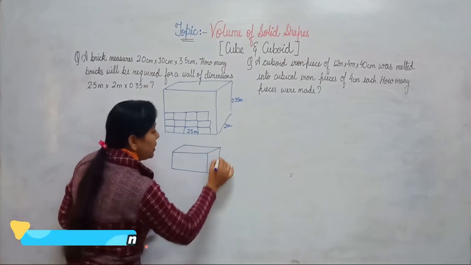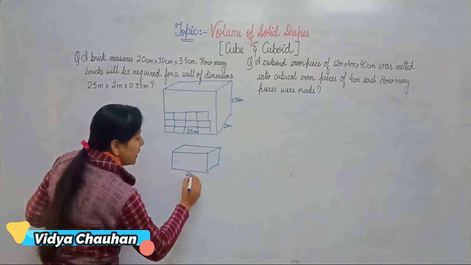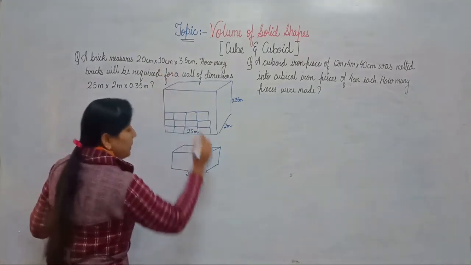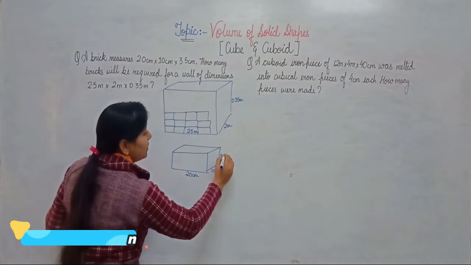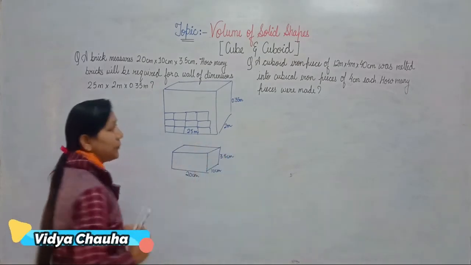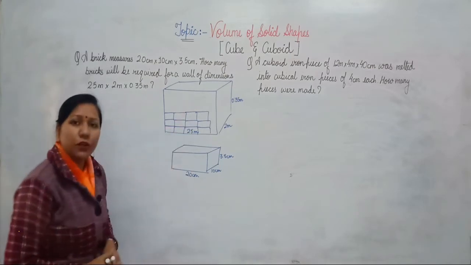What are the dimensions of the brick given to us? The brick's length is given as 20 centimeter, breadth is 10 centimeter and height is 3.5 centimeter. Right students? So this is the diagram explanation of the question.